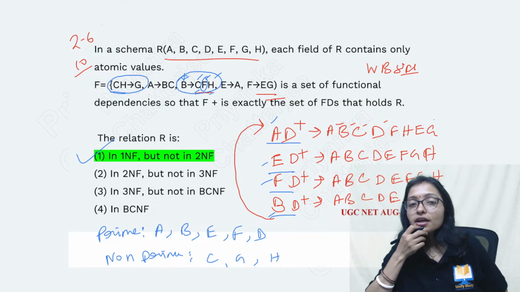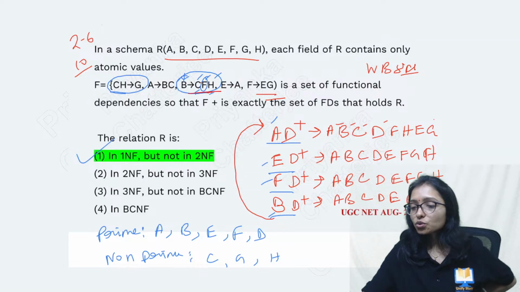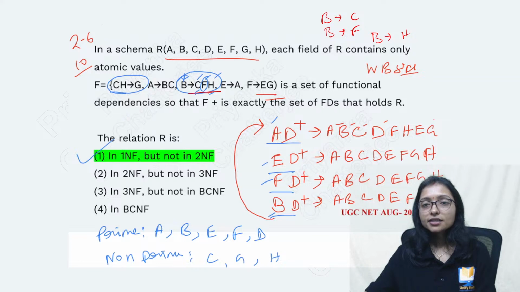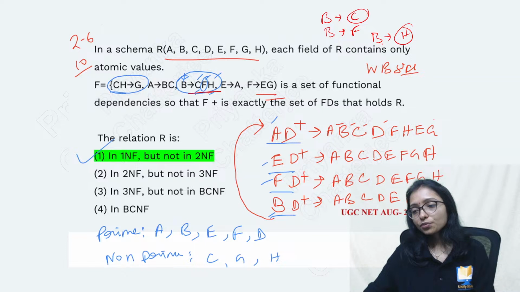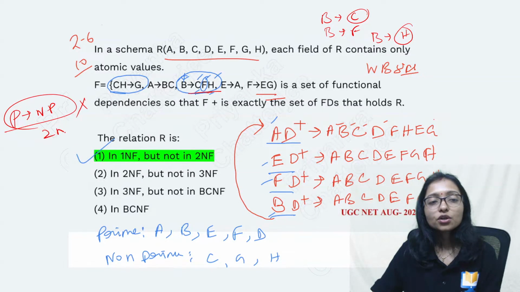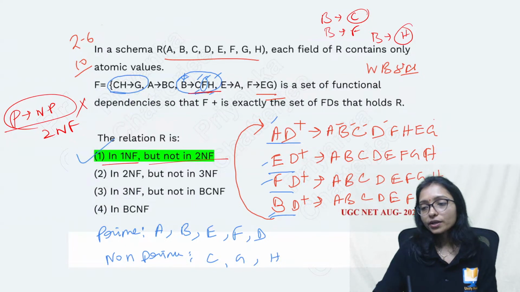Got it? Even from here you can see that this is also not happening. B implies CFG, this is also. For B implies CFG, or B implies C, B implies F, B implies H, these are again non-prime, right? C is a non-prime attribute. H is a non-prime attribute. These all are non-prime attributes. So it is happening. Prime to non-prime is not allowed in 2NF also. That's why it is in 1NF, but it is not in 2NF.